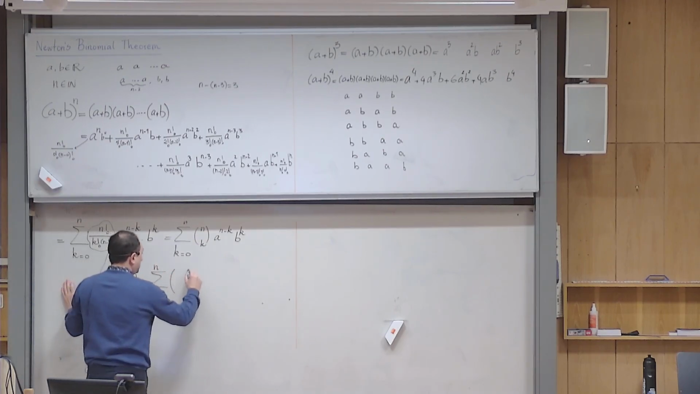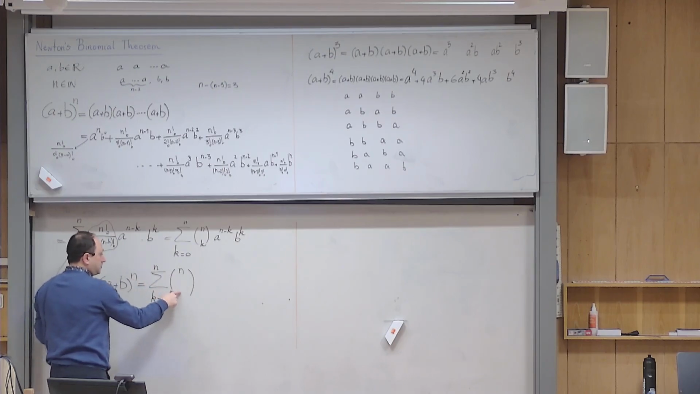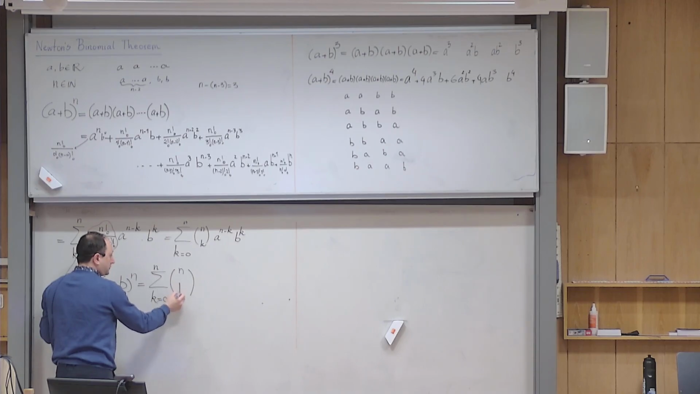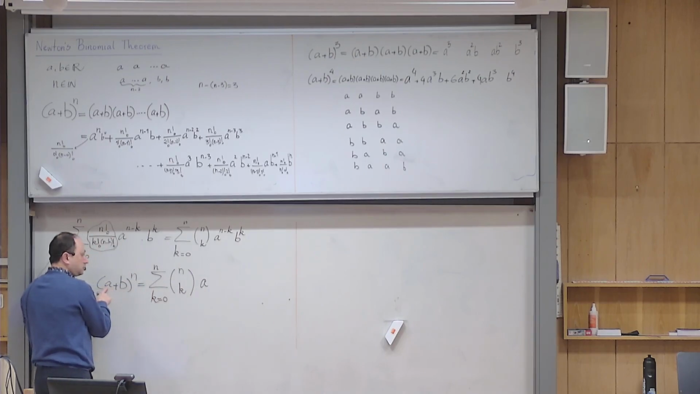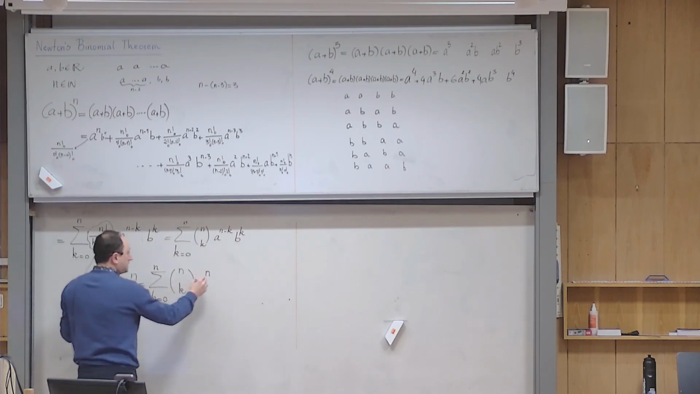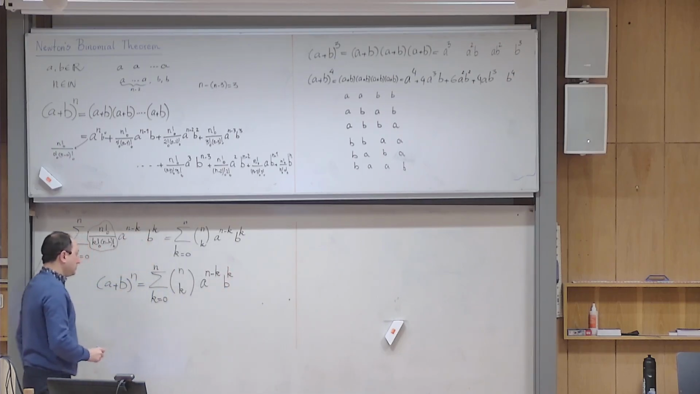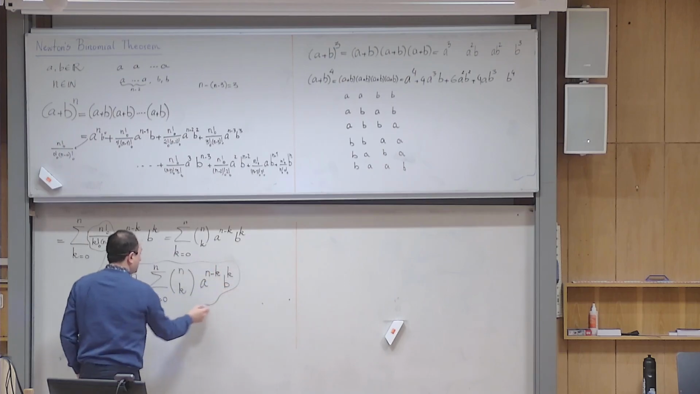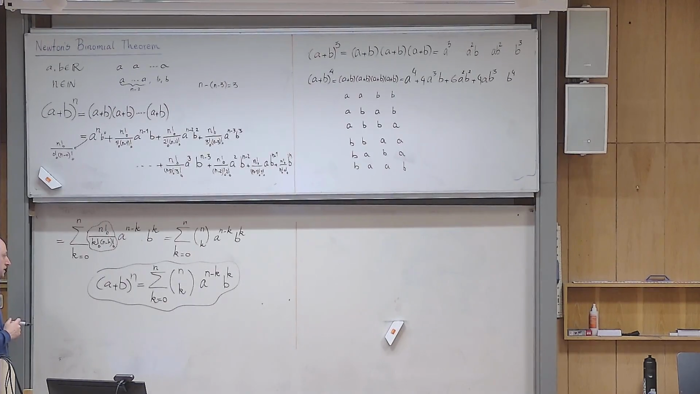And then you have a combinatorial number. What sits on top is exactly the power, and what sits at the bottom is actually the counter. And then you start with a. What is a? a is the first term in your binomial. To the power of n, n is your power, minus the counter k, and b to the power of the counter. What is b? b is the second term. So that is the famous binomial theorem. Newton's binomial theorem.